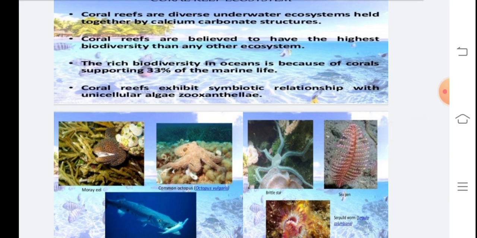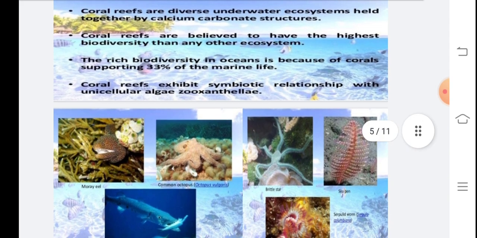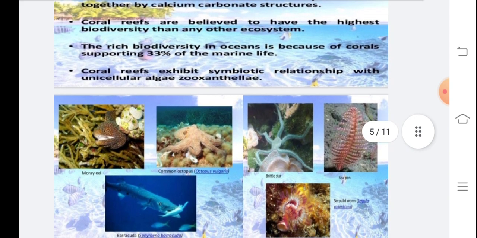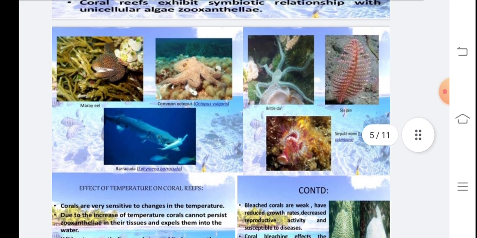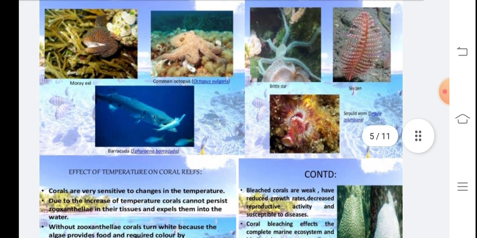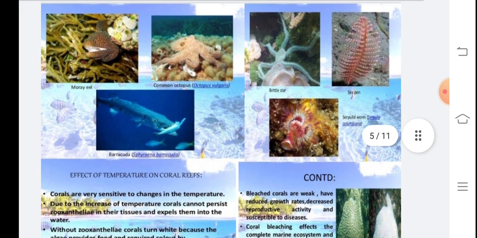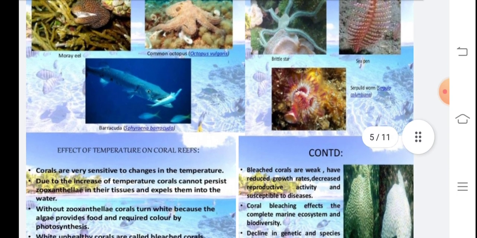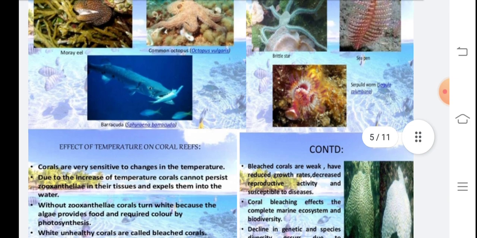Different coral reefs show a symbiotic relationship with unicellular algae, the zooxanthellae. The zooxanthellae are associated with the animals. There are some examples: moray eel, common octopus, brittle star, sea pen, and barracuda.